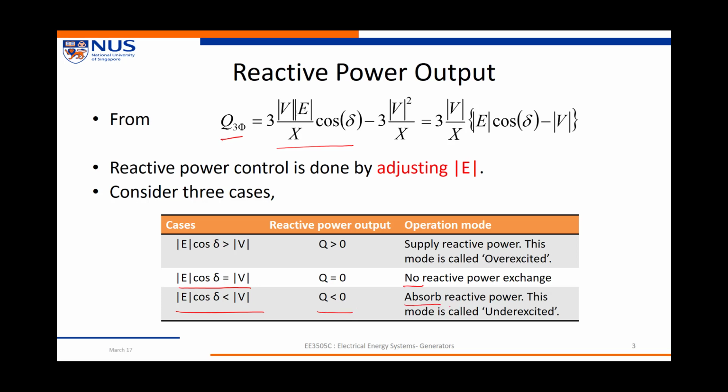This operation mode is called the under-excited operation mode. And finally, if E cos delta is greater than V, the reactive power output Q is greater than 0. The generator is supplying reactive power to the grid. This mode is called the overexcited mode for the generator.